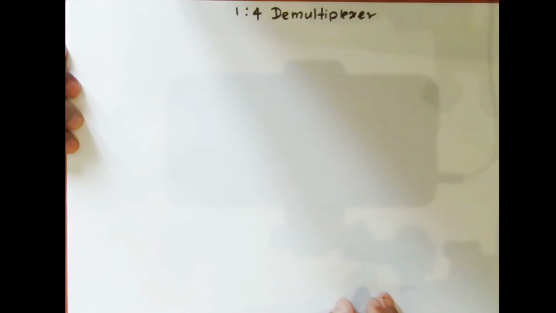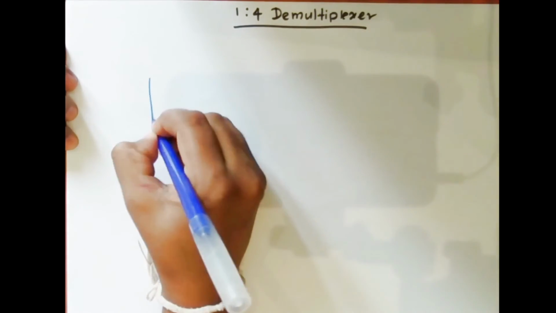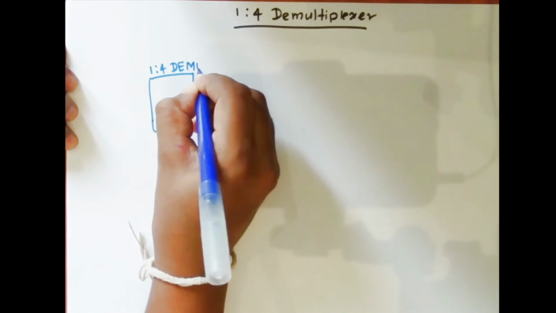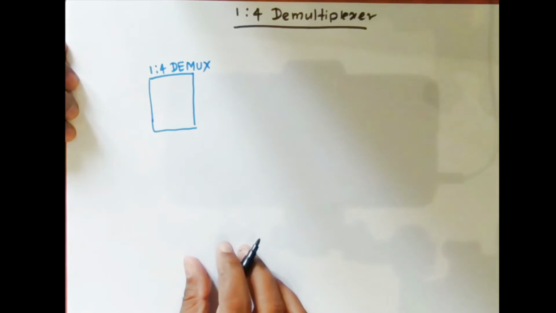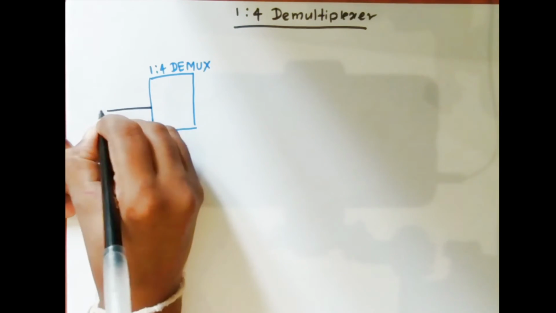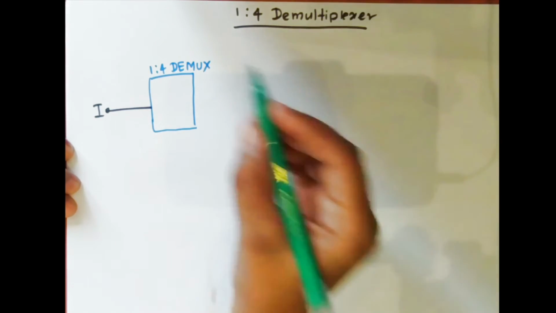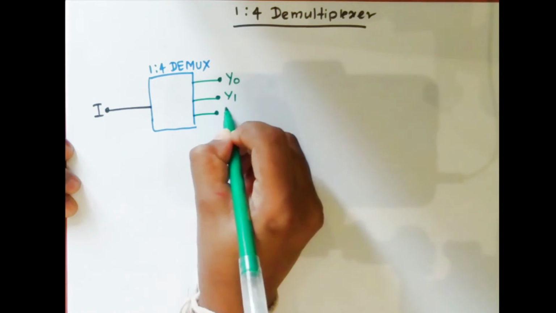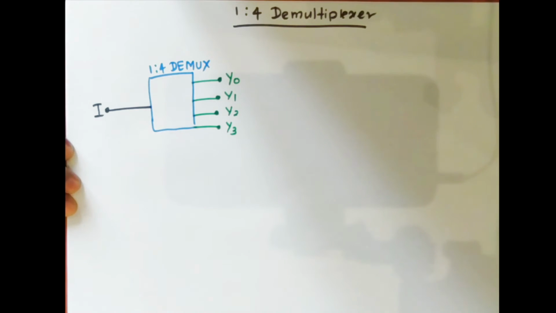As the second example for the demultiplexers, I talk about the 1 to 4 demultiplexer. Let's represent it. So we can draw it like this. This is 1 to 4 DE-MUX, and there is one input. We all know that there is only one input in the demultiplexer. So I named it as I, and as this name suggests, there are 4 outputs. I named them Y0, Y1, Y2, Y3.